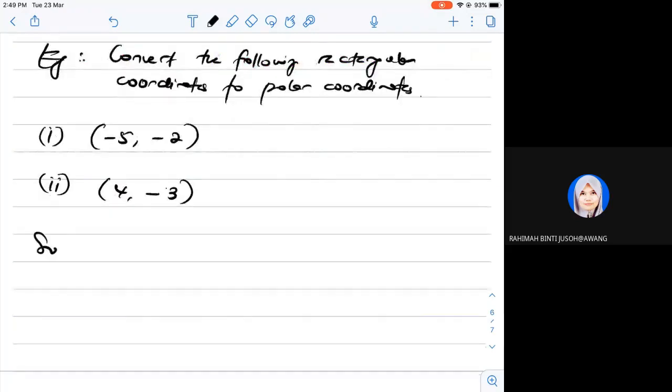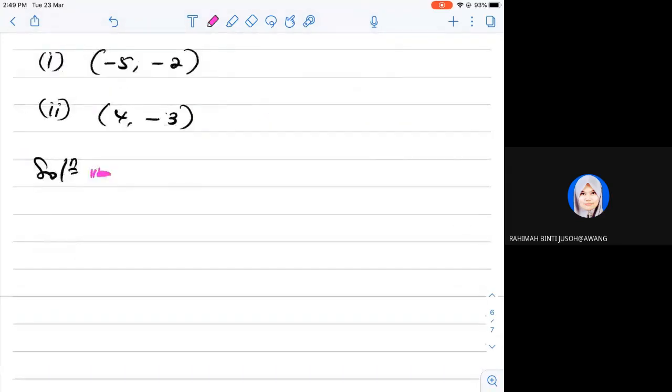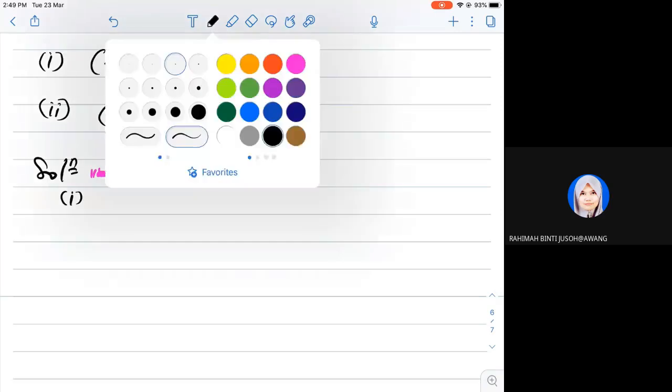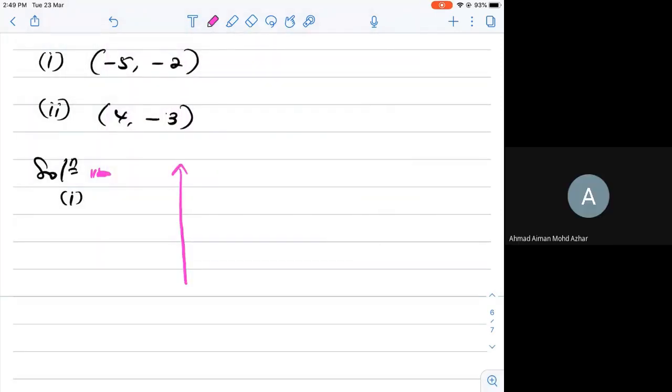Okay, so solution. Alright, first of all, the first coordinate, -5, -2. Where is the location of this coordinate? Which quadrant, guys? Third quadrant, yes, correct. X, Y. So it's around here, -5, -2. Somewhere here. Okay, this is -5, -2, third quadrant.